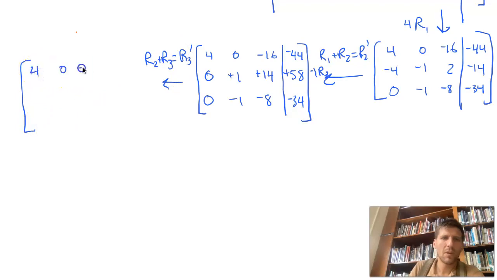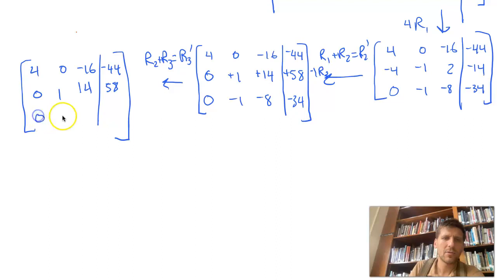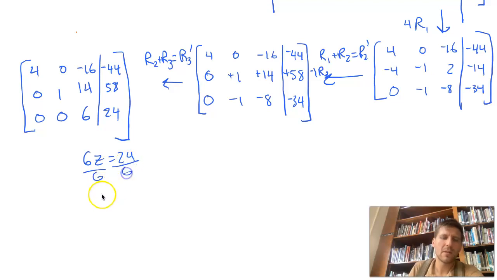4, 0, negative 16, negative 44, 58 is still here, 0, 1, 14, and then add those two, I get my two zeros, 6. What does this give me, 24? Okay, that's a good sign because now I think I can solve for z. So let's see, because 6z equals 24, divide by 6, z is equal to 4.